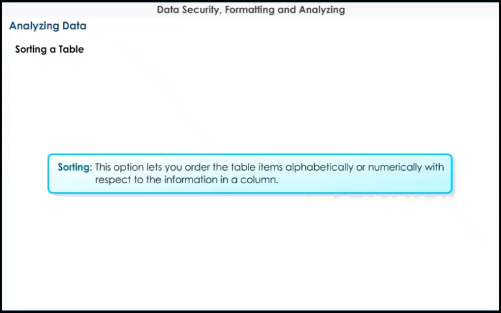Now let us learn the sorting and filtering techniques in a worksheet. Sorting a table. Sorting lets you order the table items alphabetically or numerically with respect to the information in a column. Applying a simple sort order.